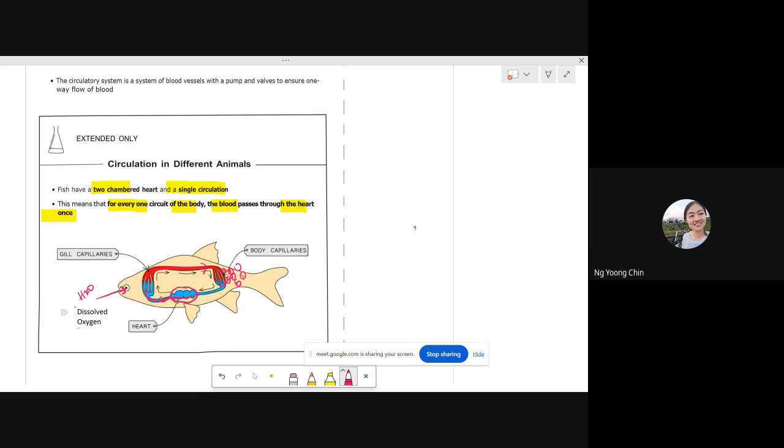So the water containing dissolved oxygen gets into the mouth of the fish, and then it gets to the gill capillary. The gill capillary is able to take the oxygen away. This causes the blood to change from deoxygenated blood to oxygenated blood again. The deoxygenated blood also tries to release carbon dioxide.